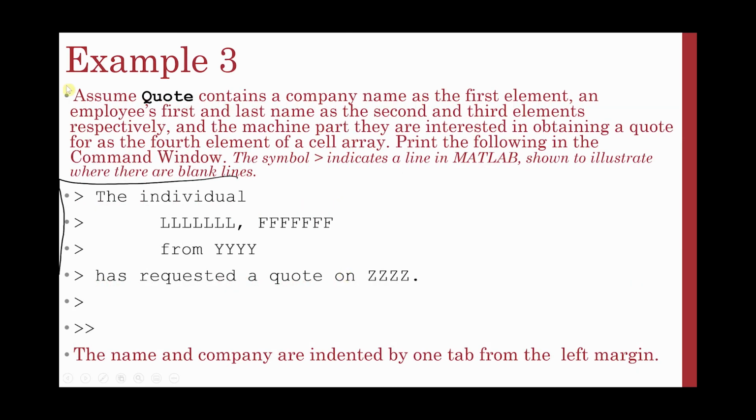Assume a variable quote contains the company name as the first element, and an employee's first and last name in the second and third elements, respectively, and the machine part that they are interested in obtaining a quote for as the 4th element of a cell array. We want to print the following in the command window, where the symbol is indicating a line in MATLAB, shown to illustrate it. And the company name are indented 1 tab left from the margin.